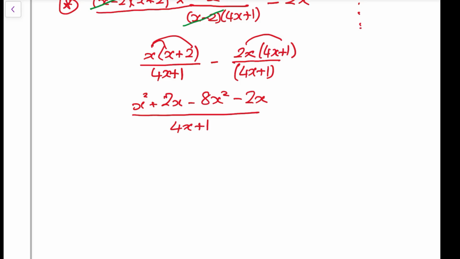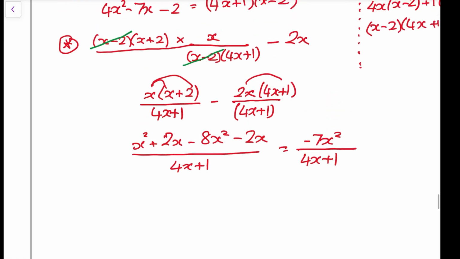Okay, let's look at what I've got. So look at the numerator. In the numerator, I have x squared minus 8x squared, which is minus 7x squared. And I have 2x minus 2x, which is great because that goes away. And that just leaves behind a minus 7x squared on the top. On the bottom, it's still 4x plus 1.